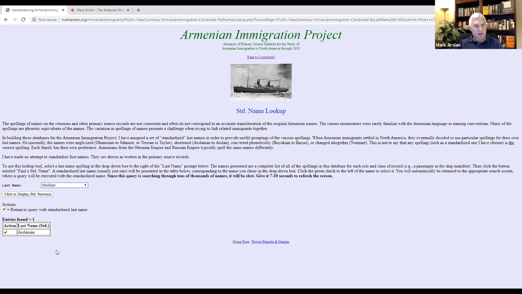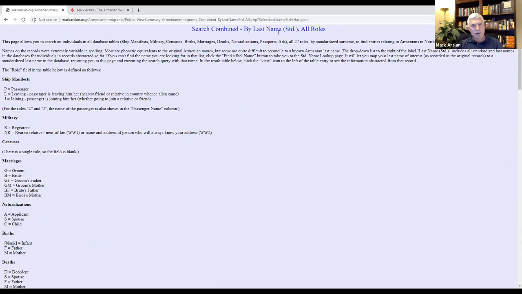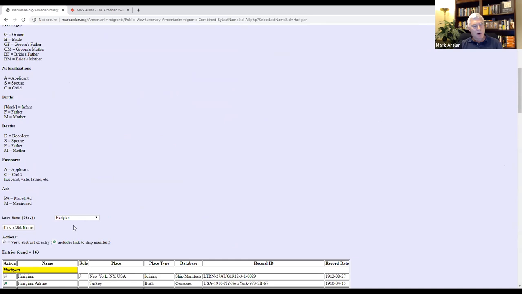So you click on that, and then you click this little thing that says to display the standard name, and then you give it about 7 to 10 seconds to refresh. Then it'll show you that I mapped it to the spelling Harigian. And then you can click on this little check mark button, and it'll take you back to the search where it plugged in Harigian.